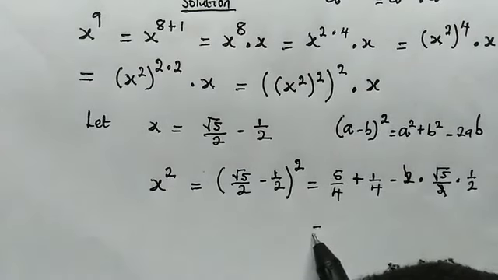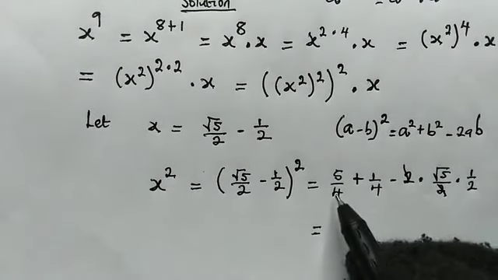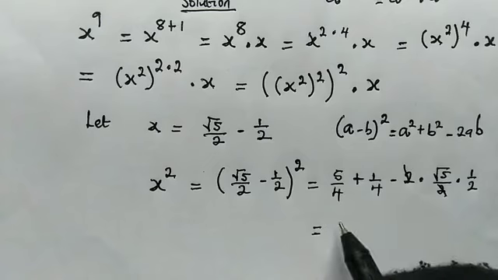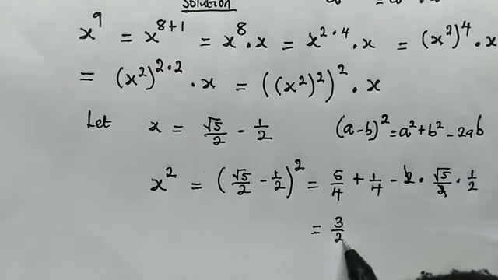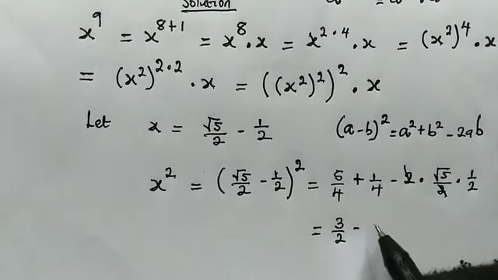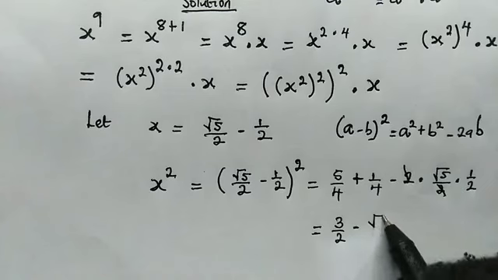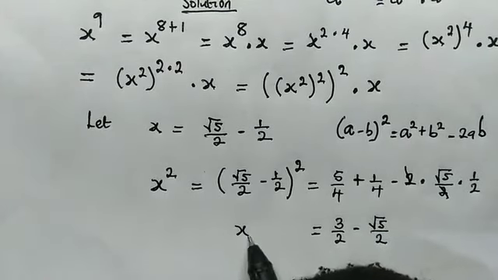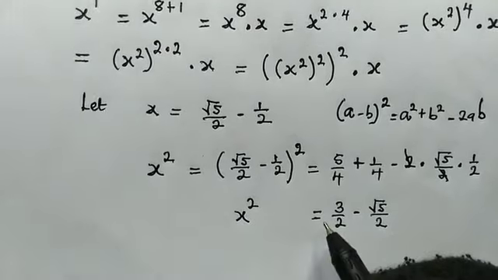So we have here 5 over 4 plus 1 over 4, which gives us 6 over 4, which reduces to 3 over 2. Then we have minus root 5 over 2, right? So that is what is left here. And this is what? x to the power of 2.